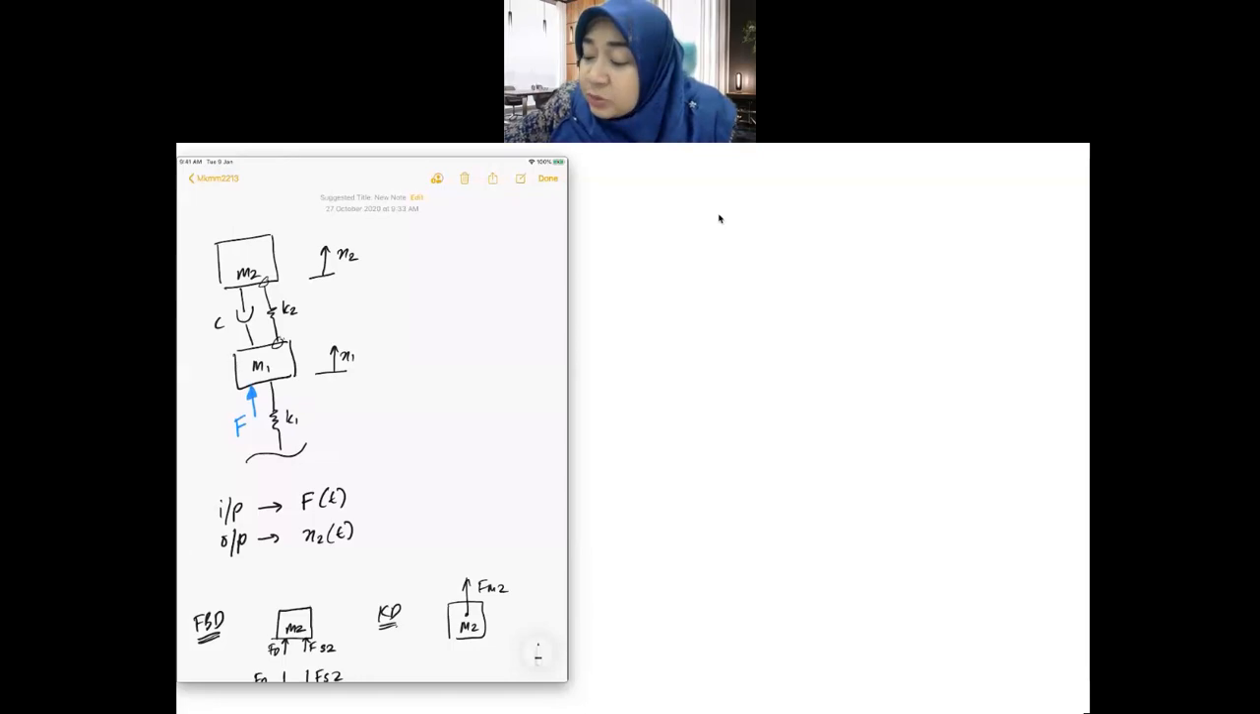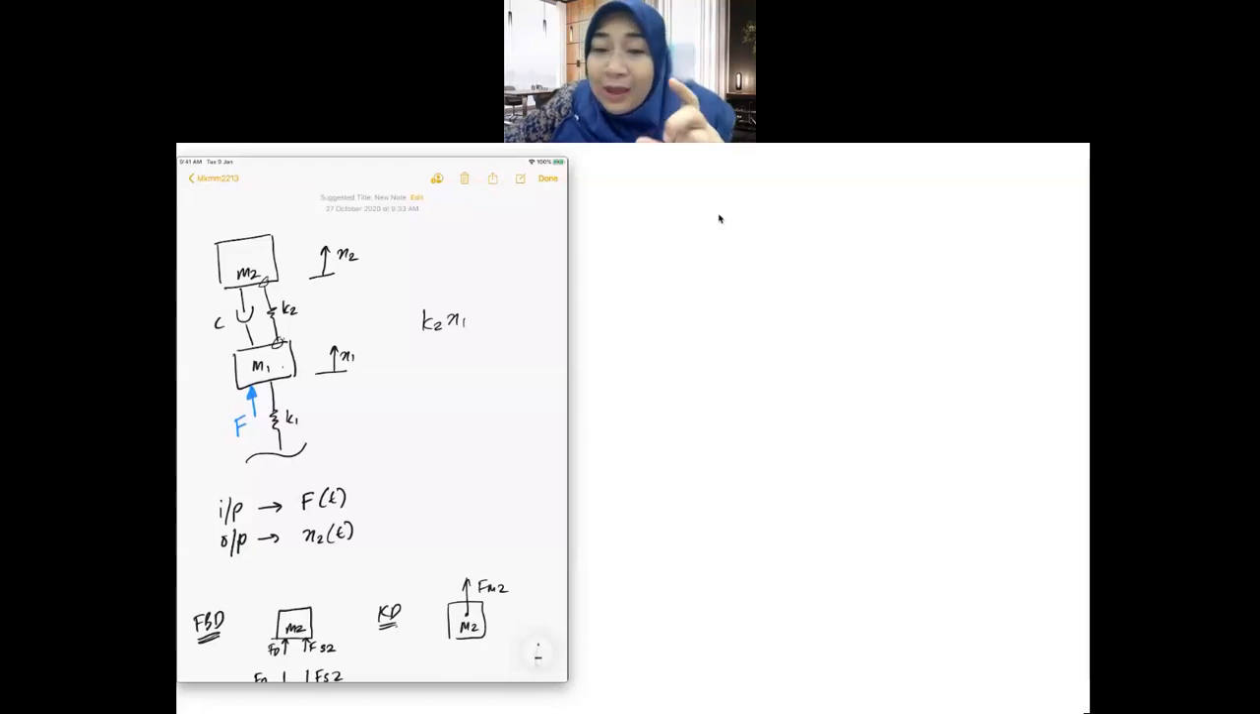First, when your mass 1 is pushed by your force, mass 1 will move up. When mass 1 moves up, your spring 2 will be compressed. So it will be compressed by an amount of K2 x1. So it started with K2 x1.